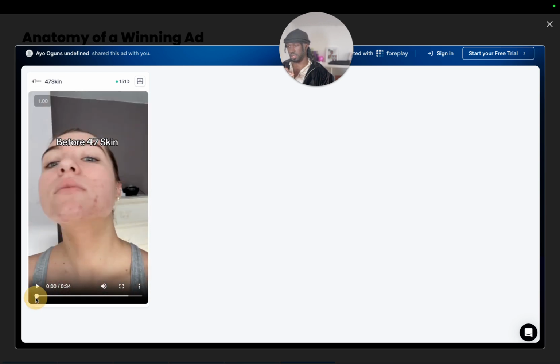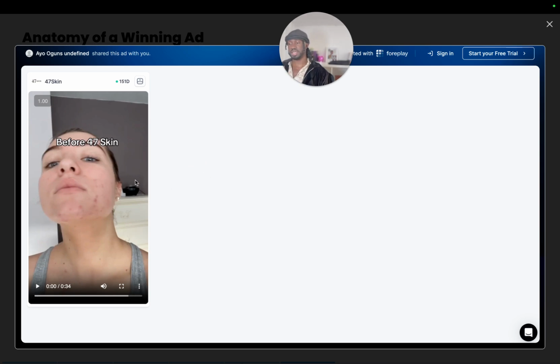Right. So the first is the avatar. They're using someone who fits their target audience, a woman with acne, right? The next thing is the text overlay. It says "before 47 Skin." Now the reason why this is important is that it suggests that there's going to be a story, that there's going to be an after, right? Which hooks people in and sparks their curiosity of what it would look like after, right?